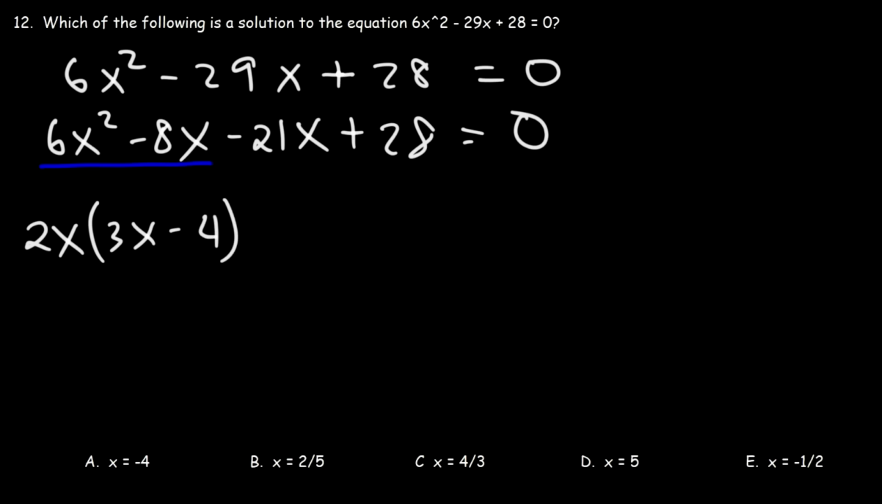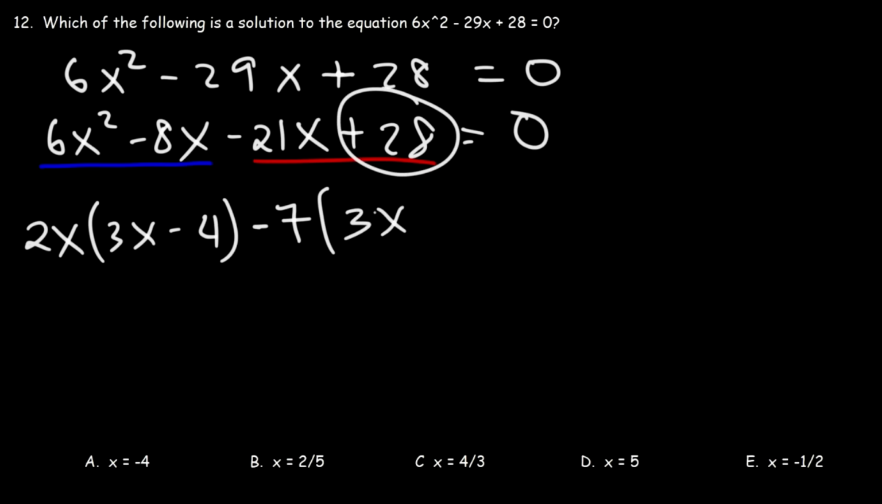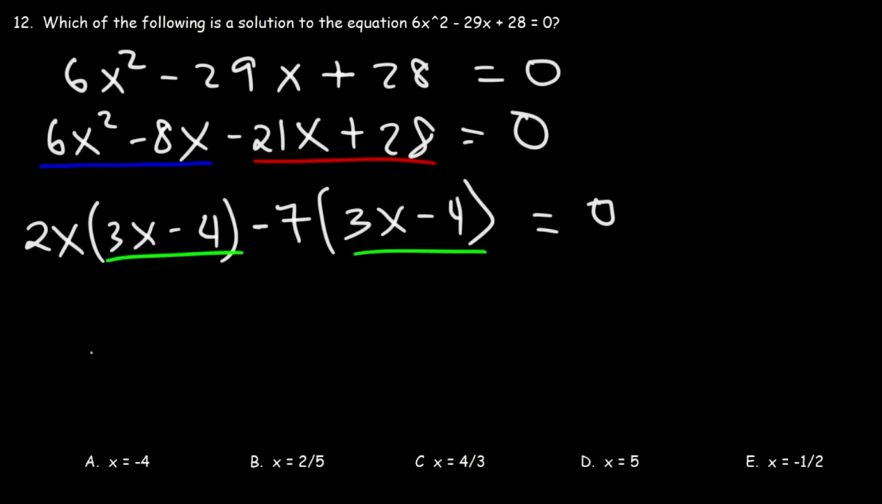Now, in the next two terms, let's take out the greatest common factor, which is going to be negative 7. Negative 21x divided by negative 7, that's going to give us positive 3x. Positive 28 divided by negative 7 is negative 4. So next, we need to factor out another GCF, which is 3x minus 4.